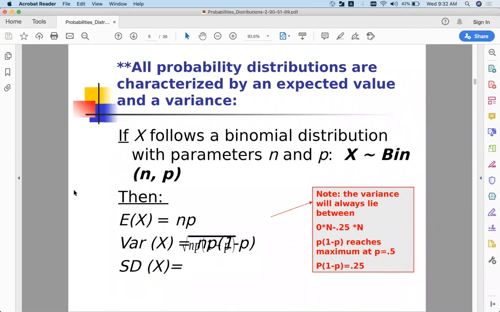Now all probability distributions are characterized by an expected value and a variance. Now this might be a little bit tricky, so let me explain it. Let's say I have these numbers, 1, 2, and 3, right? What is the average of these numbers?